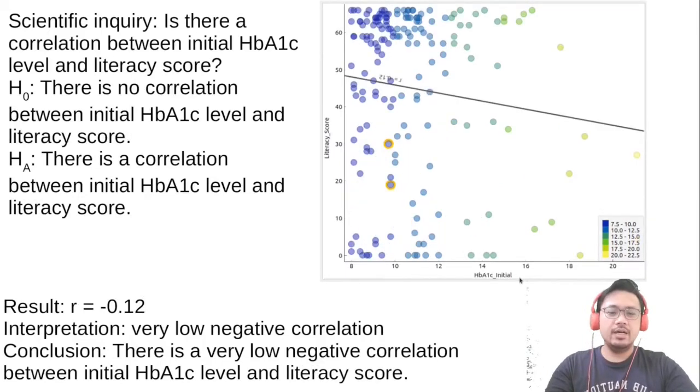Between initial HbA1c and literacy score, as you can see, as the initial HbA1c level increases, the literacy score decreases. The resulting coefficient is negative 0.12. You can see the regression line going downward. We interpret this as very low negative correlation.